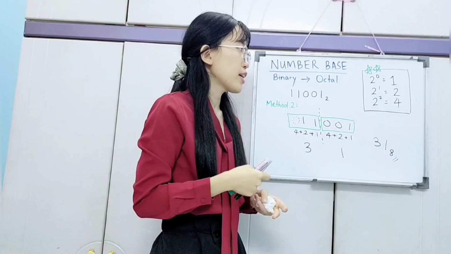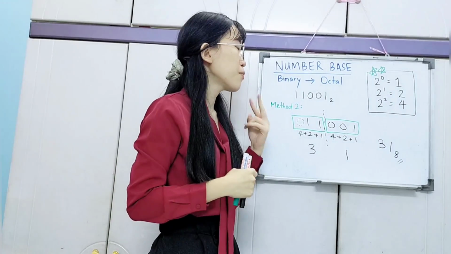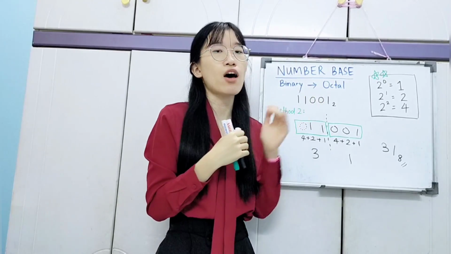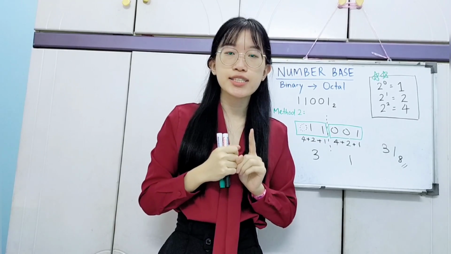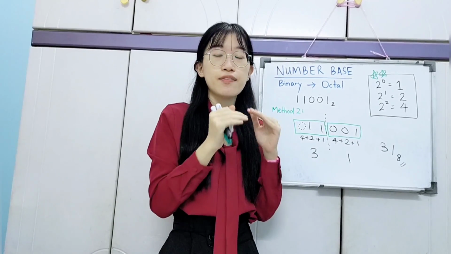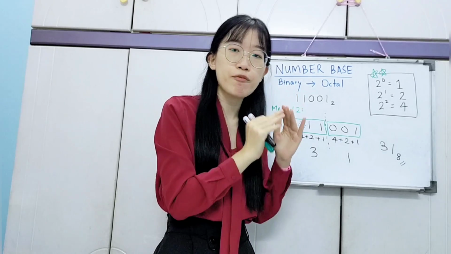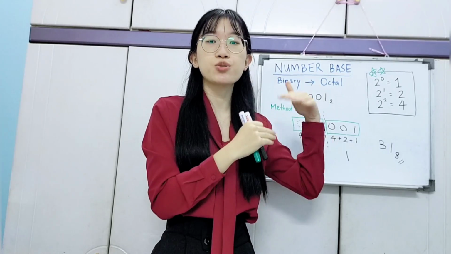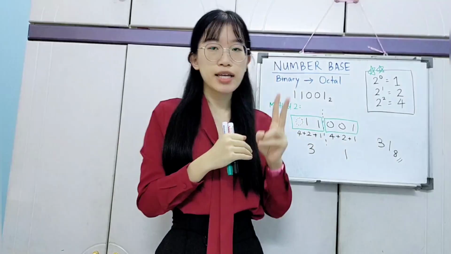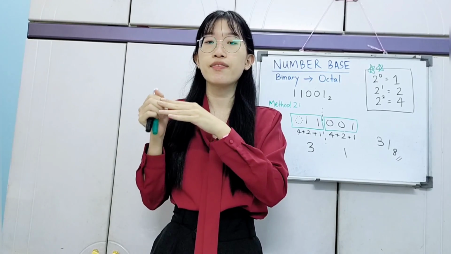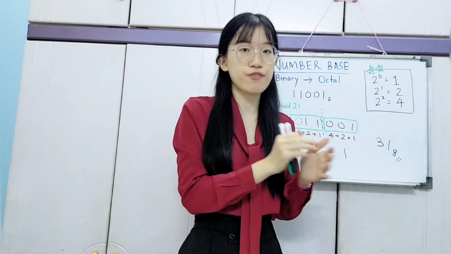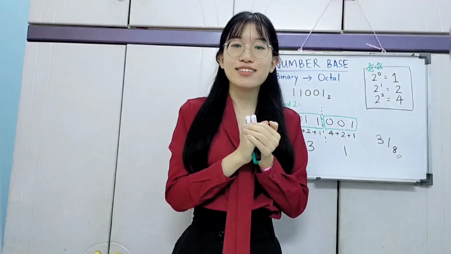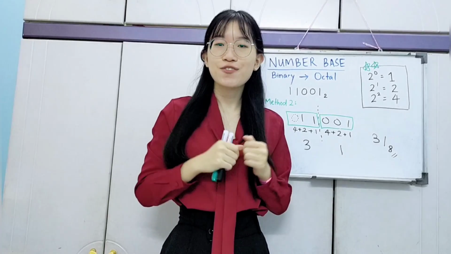To conclude, there are two methods of how to convert a binary number into an octal number. The first method is we convert the number in base 2 form into base 10 form, and after we get the number in base 10 form, we convert it into base 8 form. The second method is we just convert the number in base 2 form directly into base 8 form. It's quite easy, and I think I will end this video here, and I hope this video can help you guys.